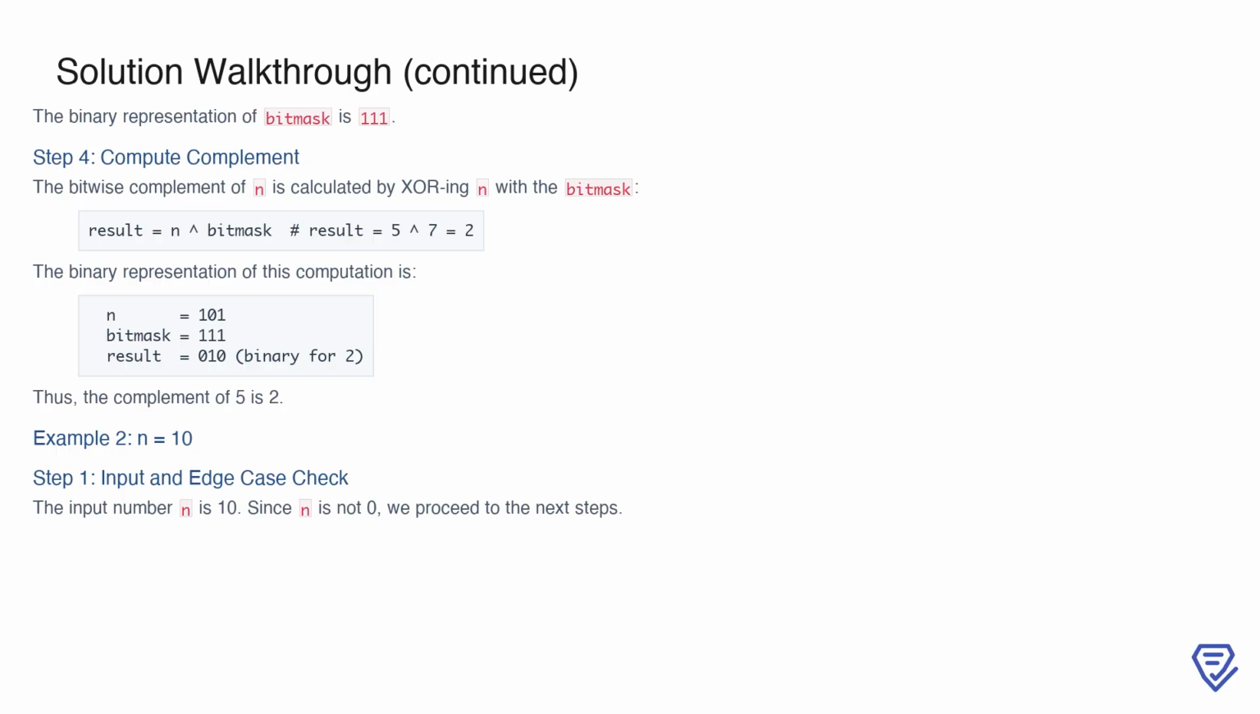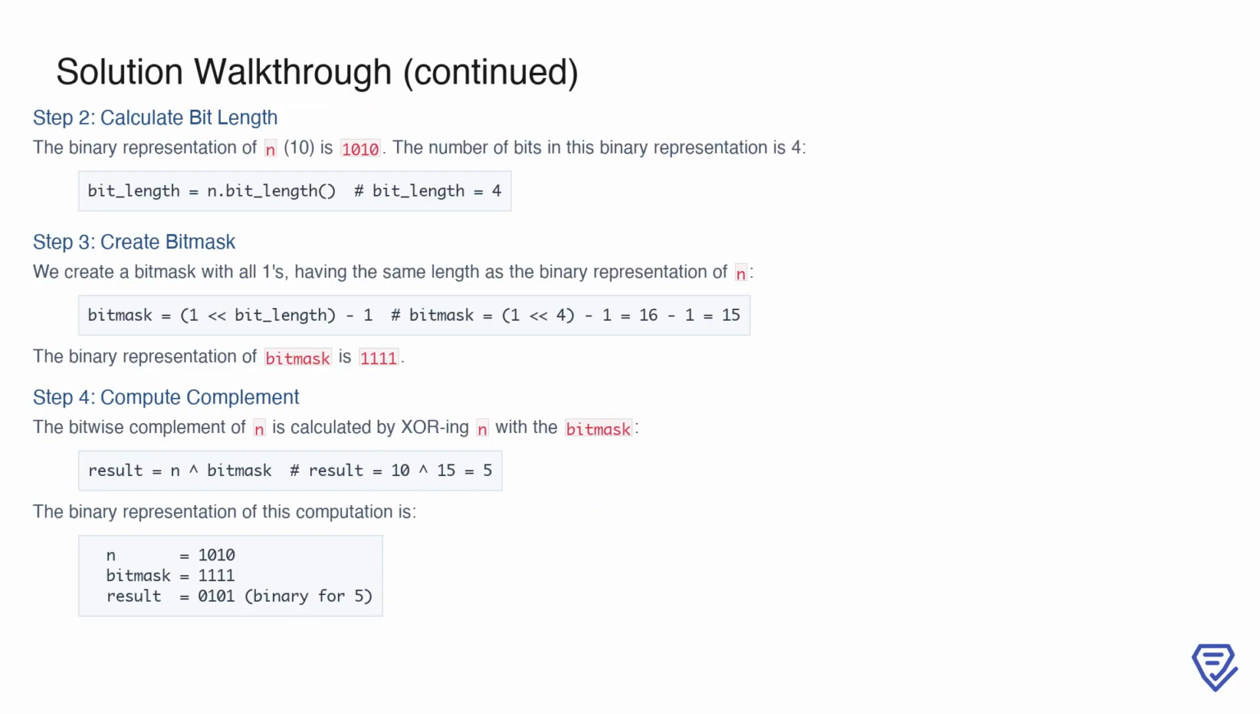Moving to a new example, when n is 10, we begin again by checking if n is 0. Since n is not 0, we proceed. For n equals 10, the binary representation is 1010, which has a bit length of 4. Using the same process as before, we calculate the bit mask. This is done by taking 1, left shifting it by the bit length, and subtracting 1. For a bit length of 4, this evaluates to 15, which in binary is 1111.